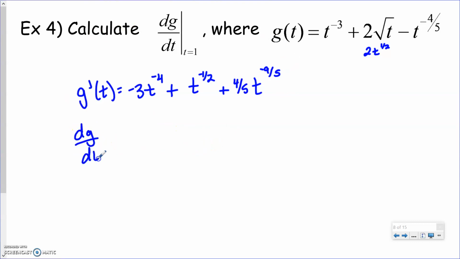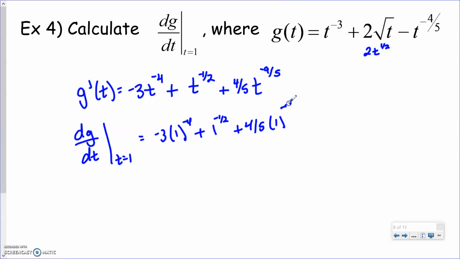dg dt at t equals 1 is negative 3 times 1 to the negative 4th plus 1 to the negative 1/2 plus 4/5 times 1 to the negative 9/5. So we get negative 3 plus 1 plus 4/5. So our final answer is negative 6/5. Okay, and again, you can use your calculator for that. You will have to do this without a calculator in some parts of the AP exam.